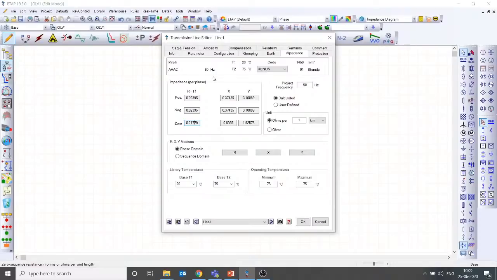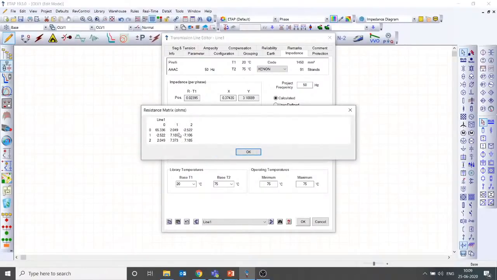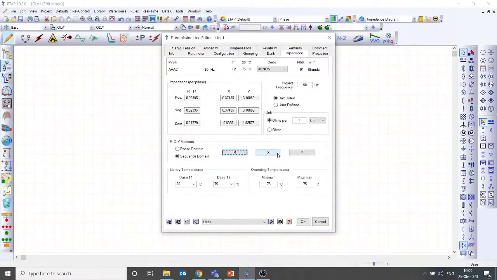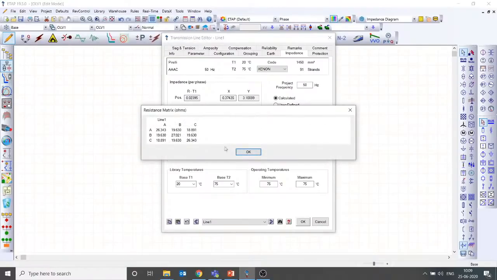You might have heard of something called transposition. This is a parameter of resistance, reactance and susceptance per ohm. You can look at these parameters in the phase domain as well as in the sequence domain. I am seeing it in positive and negative sequence for resistance, reactance, susceptance. This is all possible in the sequence domain, and in the phase domain also you can find some data.